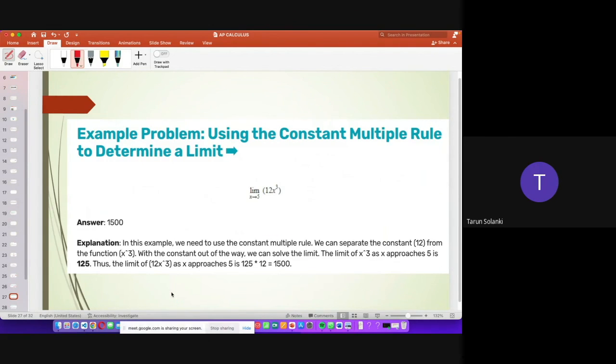Next is using the constant multiple. So we are taking the same value. That is k into the function f(x), so put 5 here, so that will be 125, and the constant is 12. So solving, you will get 1500. The same function is given here.